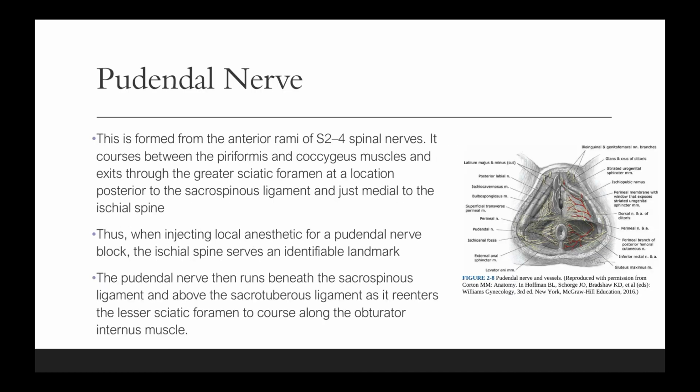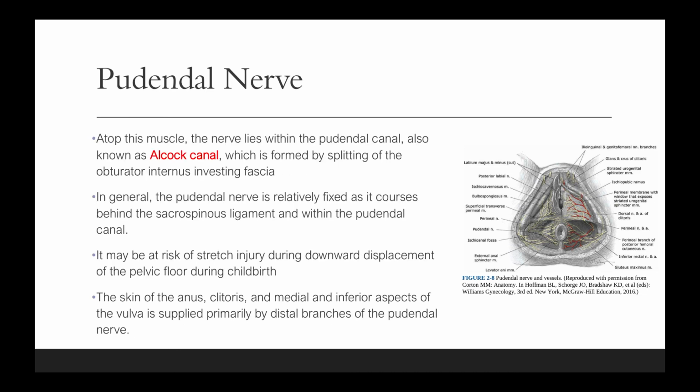Next, we have the pudendal nerve, and this is formed from the anterior rami of the S2 to S4 spinal nerves. It courses between the piriformis and the coccygeus muscles and exits through the greater sciatic foramen at a location posterior to the sacrospinous ligament and just medial to the ischial spine. Thus, when injecting local anesthetic for a pudendal nerve block, the ischial spine serves as an identifiable landmark. The pudendal nerve then runs beneath the sacrospinous ligament and above the sacrotuberous ligament as it re-enters the lesser sciatic foramen to course along the obturator internus muscle.